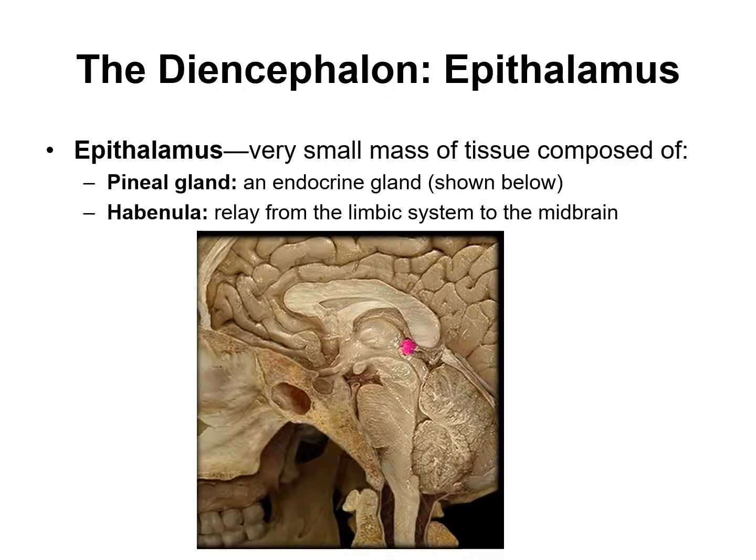Finally, we have the epithalamus. Epi basically means above, so epithalamus is a very small mass of tissue that's composed of the pineal gland, which is another endocrine gland, and the habenula, which relays signals from the limbic system to the midbrain.